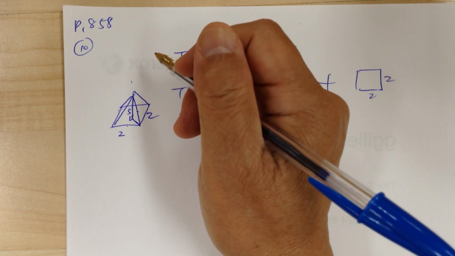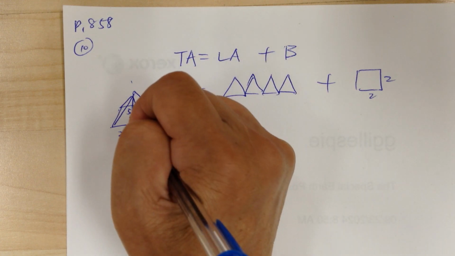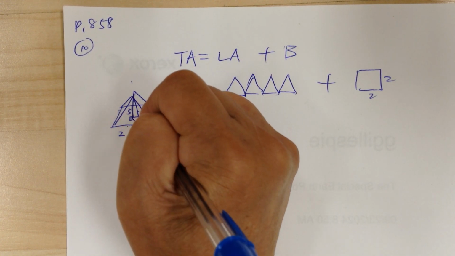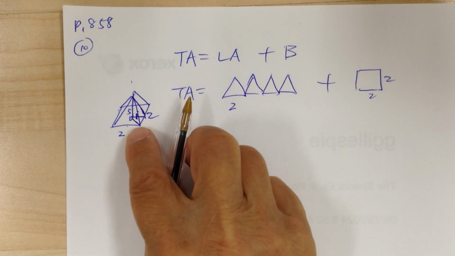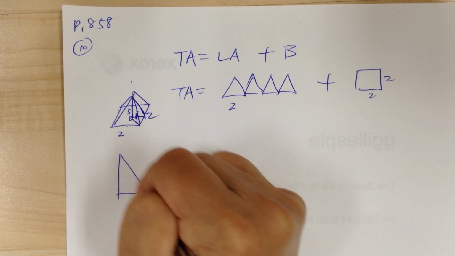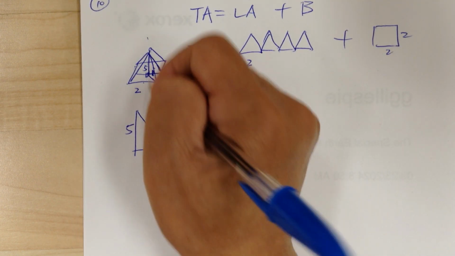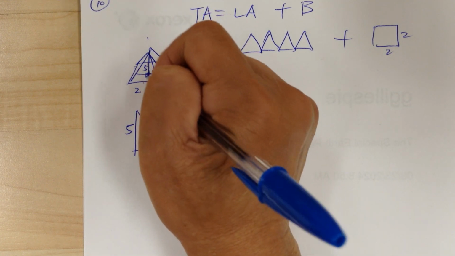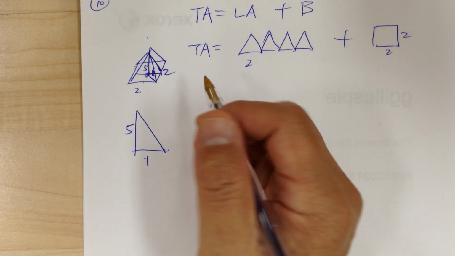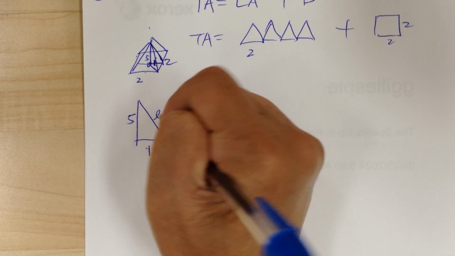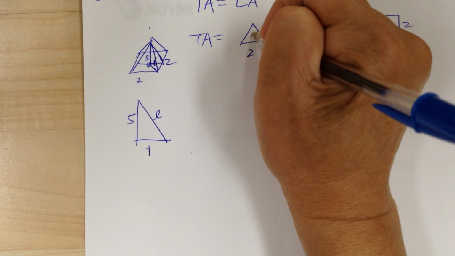Let's see how we're going to do these. It's a square, so this would be a 1. If you look at this triangle right over here, it says the height is 5. Because each base is 2, if you cut it in half, there will be 1. So this would be 1, and use your Pythagorean theorem. So this would be the L, the lateral height of the triangle. So here's your L.